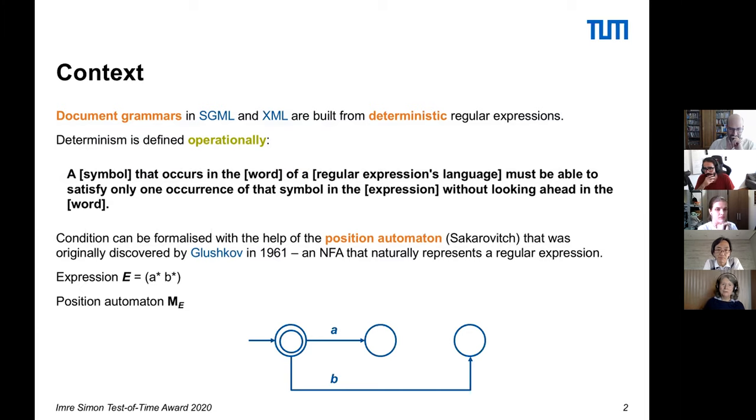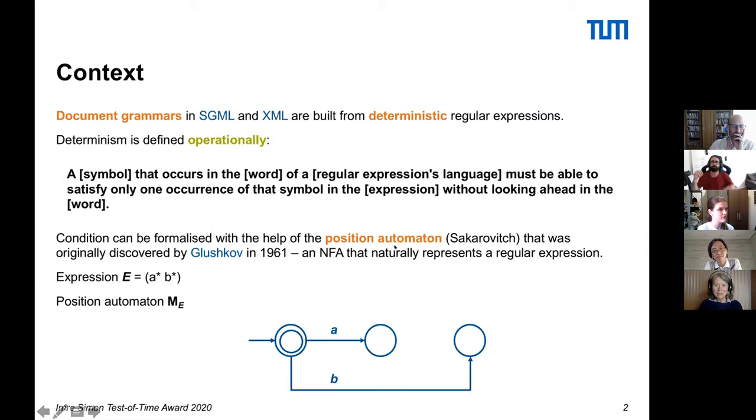So to be deterministic for an expression means a symbol that occurs in the word of a regular expression's language must be able to satisfy only one occurrence of that symbol in the expression without looking ahead in the word. Okay, and in the standard SGML, there's some allusion to finite automata also. I think it is not completely apparent how this relates to automata, but this condition can actually be formalized with the help of what has been called position automata by Zakharovich.